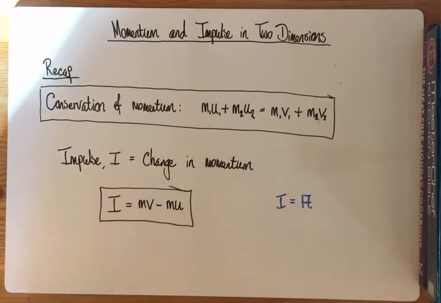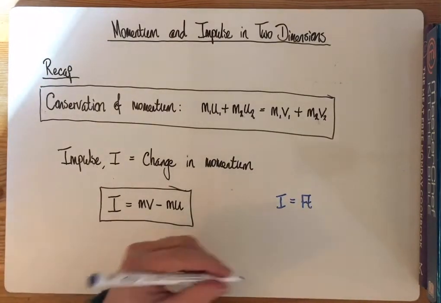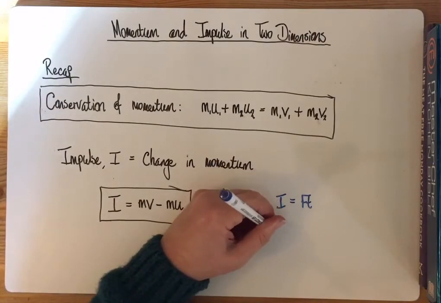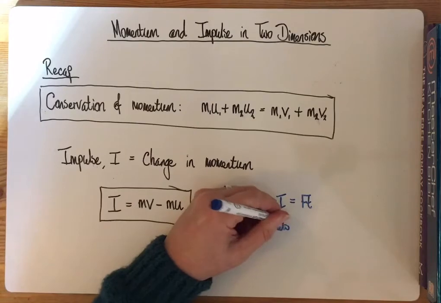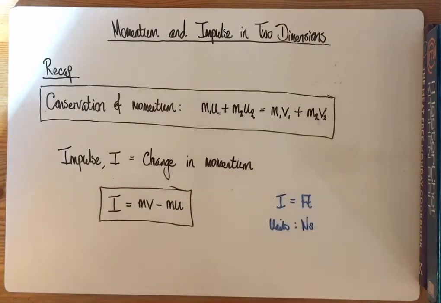I think they were the units we used, but it's force times the time that force is applied that will also give you the impulse. Impulse does have direction, it has positive, negative, etc. direction, and the units for impulse, just to remind you, are Newton seconds. So force times time.